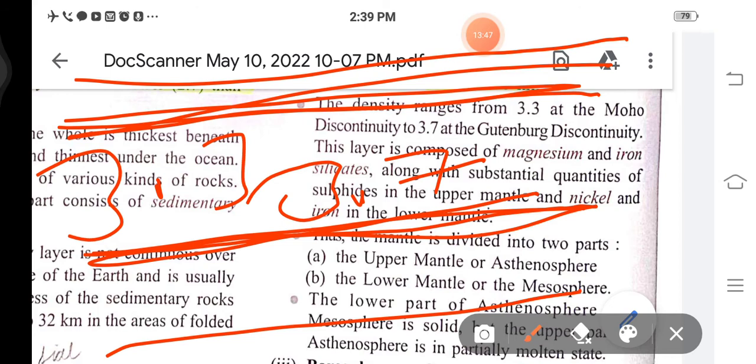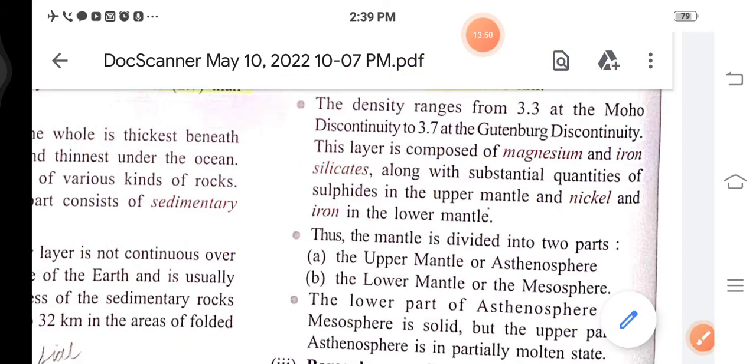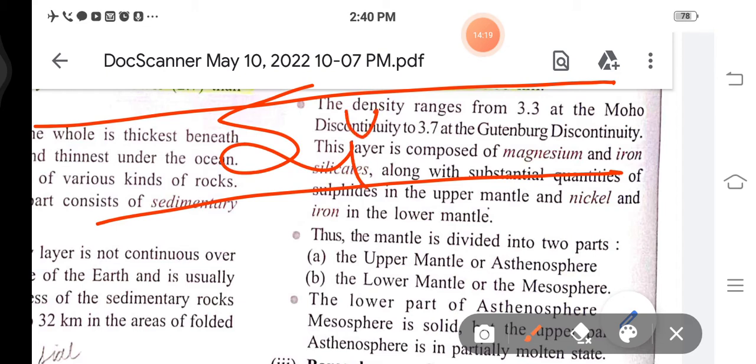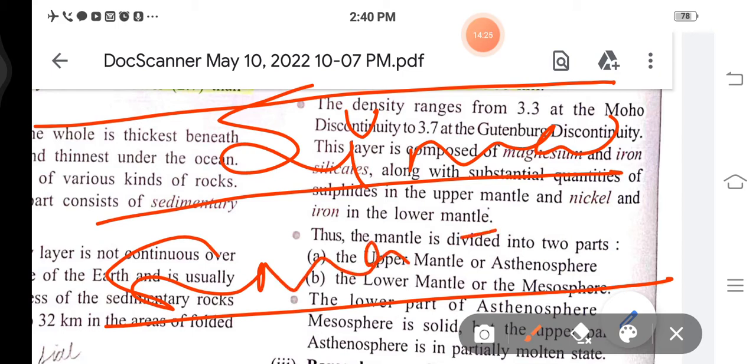Okay, so this layer is composed of magnesium and iron. I told you, Sima, that is silica. Iron silicates, silica and magnesium, along with substantial quantities of sulfides and nickel and iron in the lower mantle. It is also divided into two parts, the upper mantle and the lower mantle. The upper mantle is called the asthenosphere and the lower mantle the mesosphere. The upper mantle is composed of Sima, and the lower mantle is composed of Sima and also some Nife. Most of the time Nife.